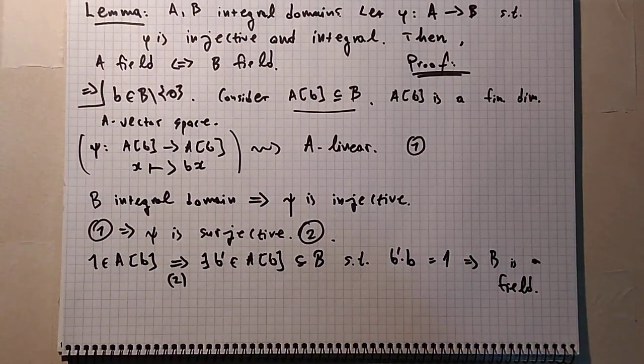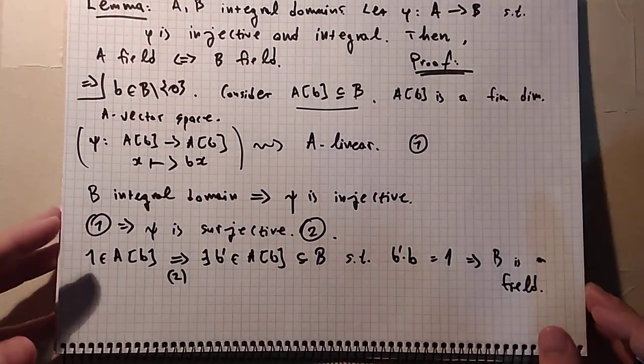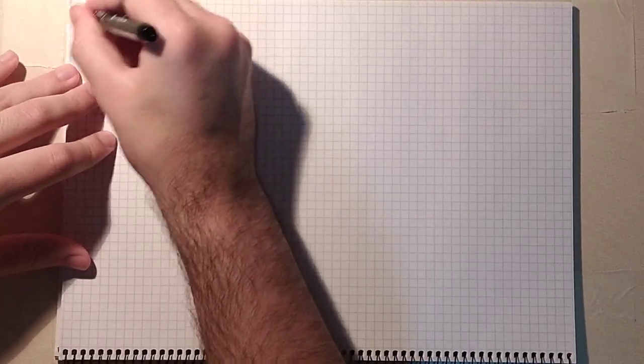Right, and this finishes one direction. So the other one is, I think, almost the same as far as difficulty at least. So this was one direction and not so hard. In order to go to the other direction, now we assume that B is a field, right?